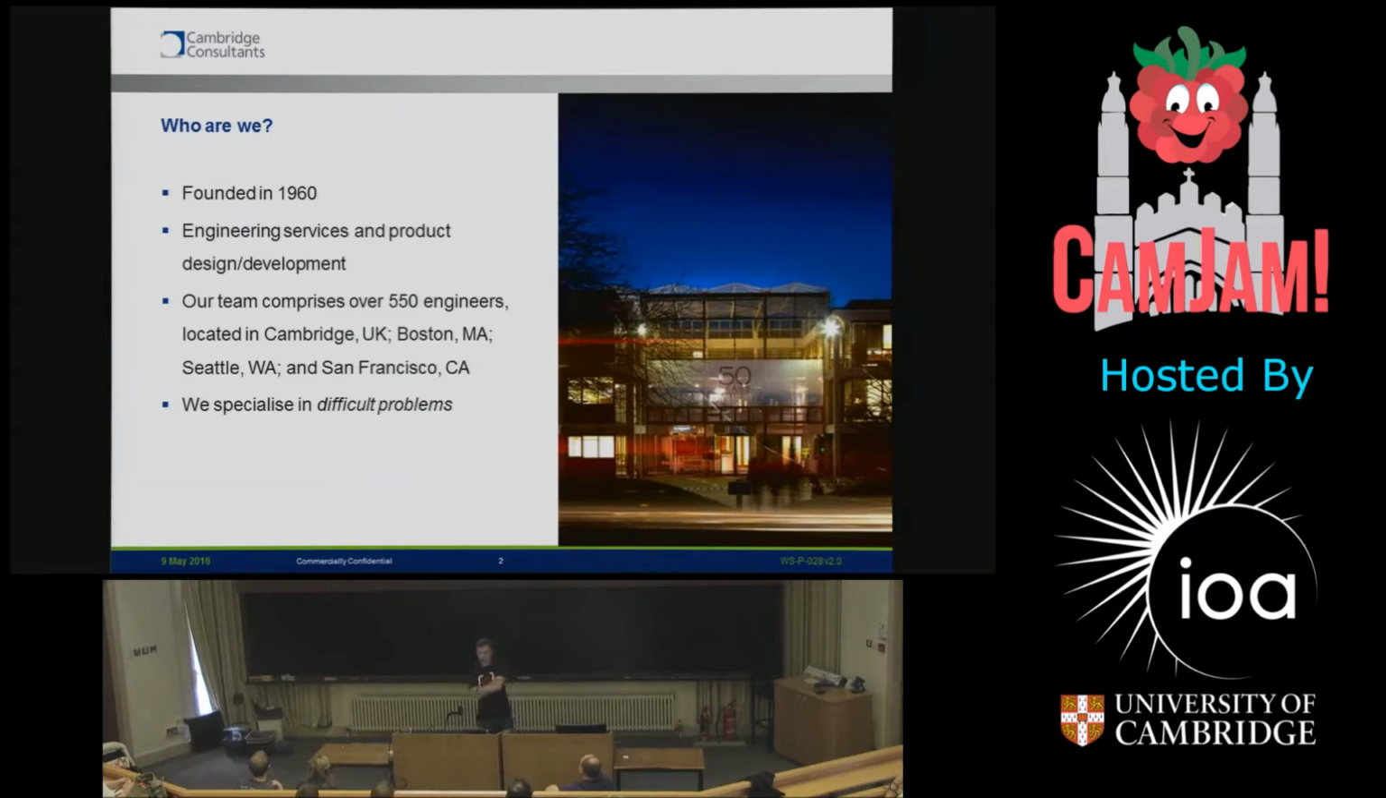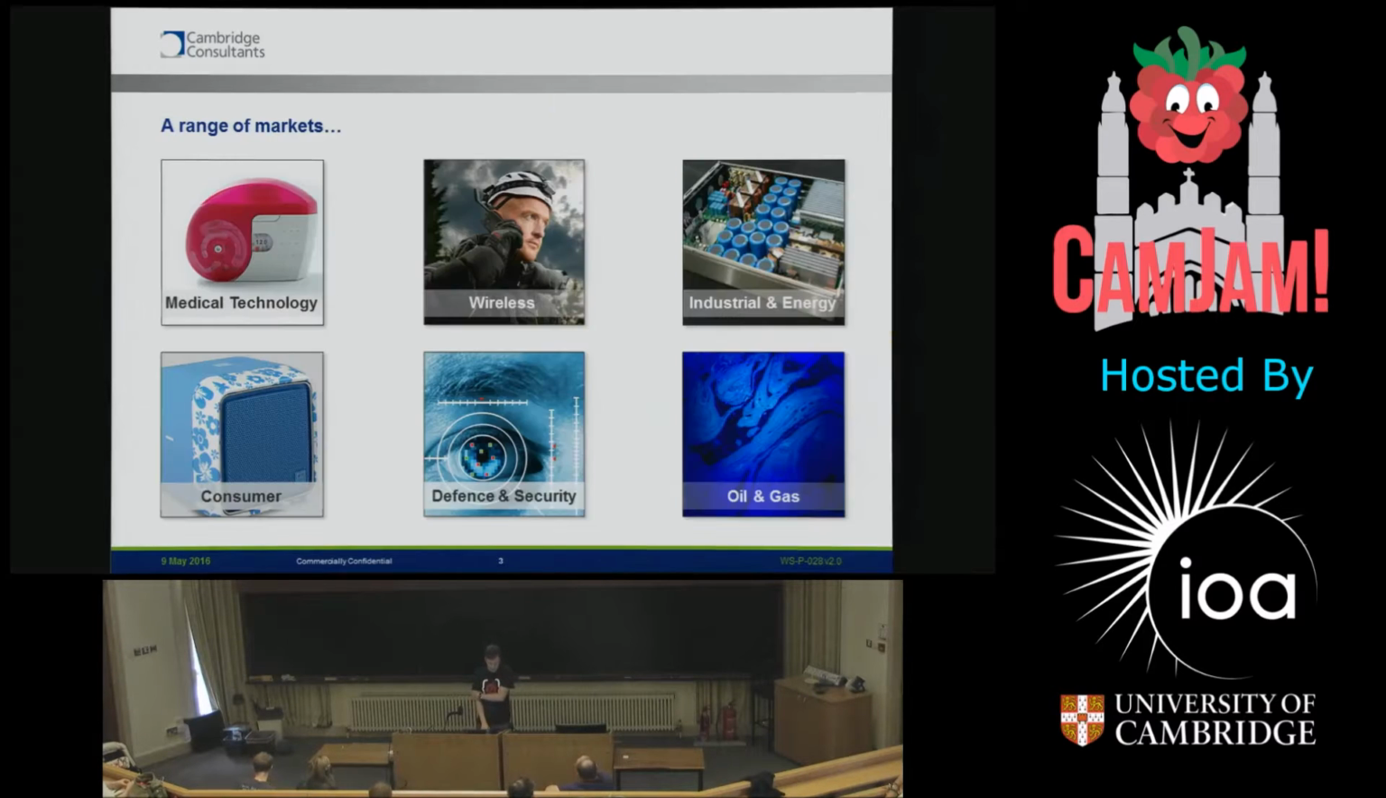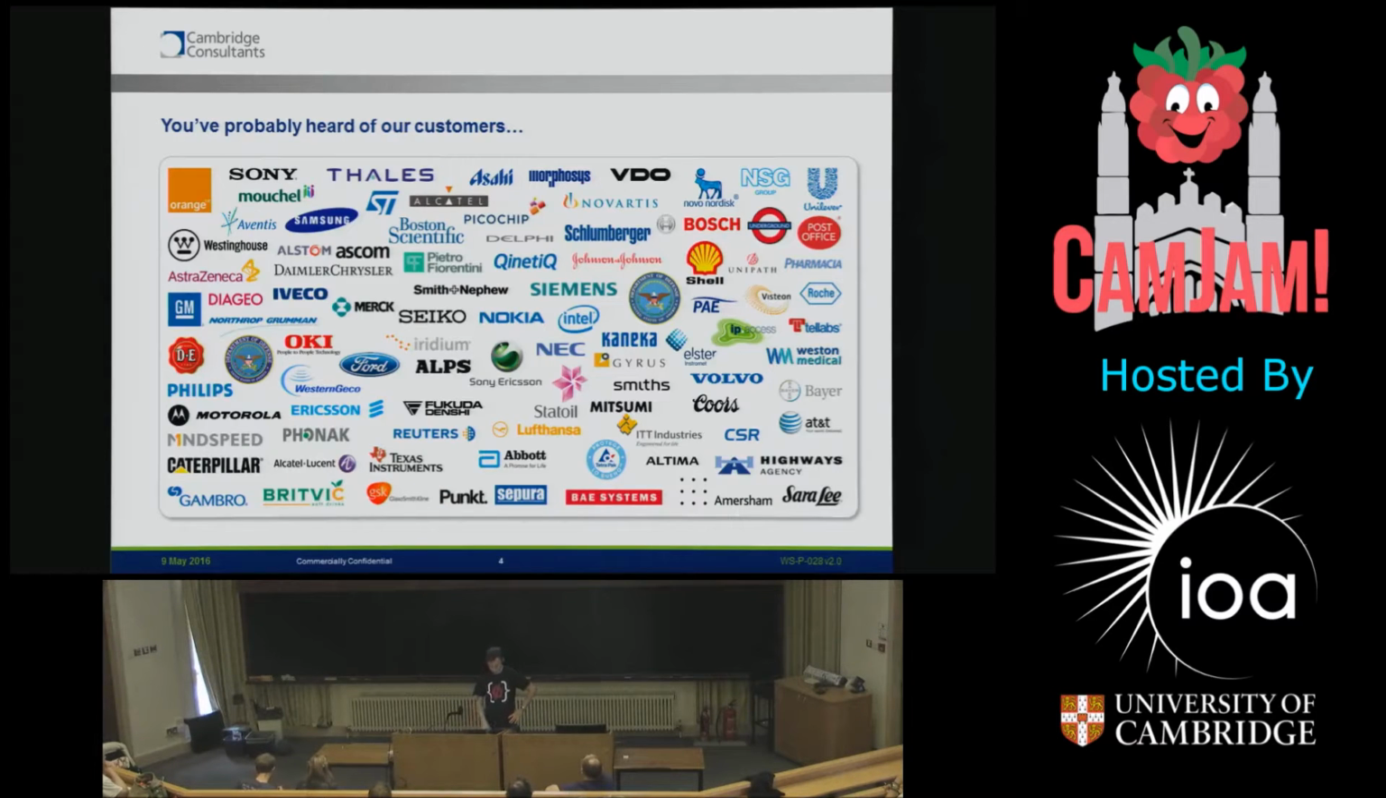And we generally specialise in the difficult problems. Makes my life interesting. It's hard to say what we do. We basically do anything, any form of engineering, apart from civil. I don't think anyone's asked us to make a bridge yet, but just about anything else. You may well have products in your house that we've designed, but it's never our name on the box. It's always the customer's name on the box. You've probably heard of our customers.